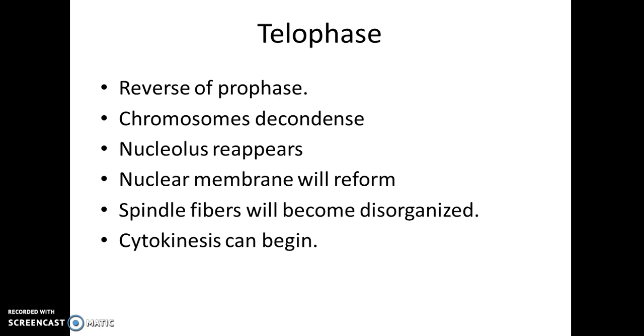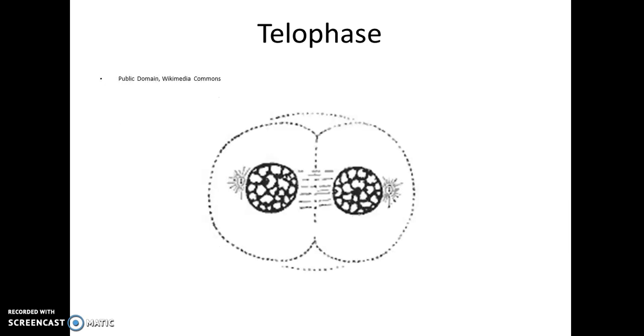Now, cytokinesis is the division of the cell. Here's a picture of telophase. We start to see cytokinesis. The spindle fibers are starting to break down. You notice that we have the nucleus here. The nucleolus is right there. Draw the picture of telophase, please. Beautiful. Hit pause if you need to.